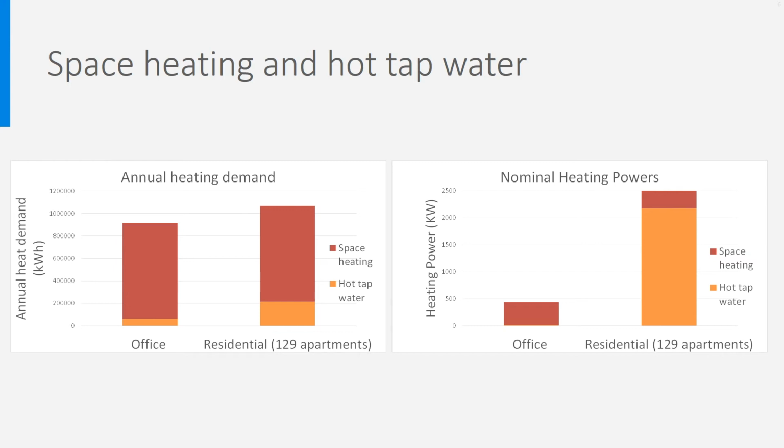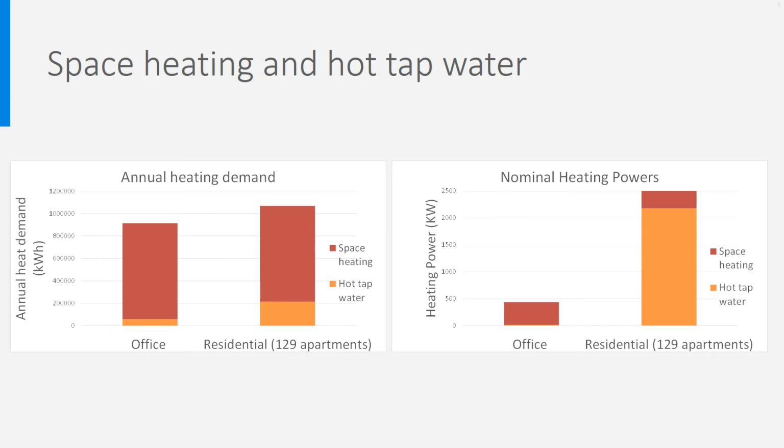the lavatory. That is the reason why we asked you to convert the building into an apartment building with 129 apartments and to look at what happens then. That is what you can see on the right bars of both pictures. The energy demand for hot tap water is around 20% of the total.